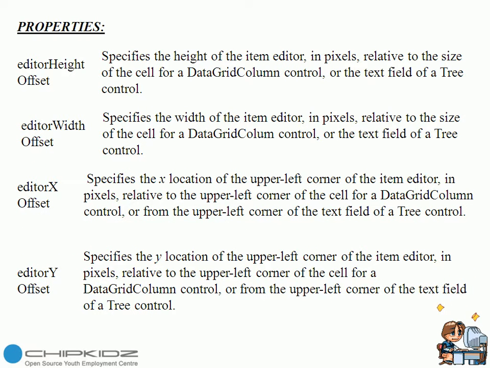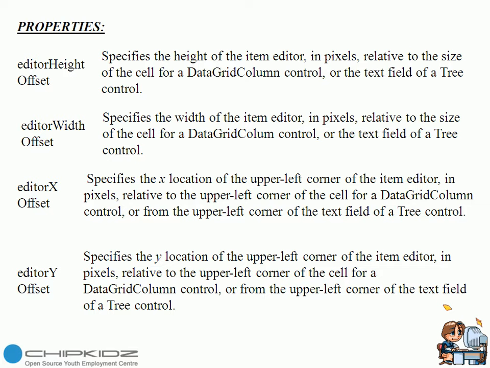For sizing and positioning an item editor, there are 4 properties: editor height offset, editor width offset, editor x offset, and editor y offset. Editor height offset specifies the height of the item editor in pixels relative to the size of the cell for a data grid column control or the text field of a tree control. Editor width offset specifies the width of the item editor in pixels relative to the size of the cell for a data grid column or a text field of a tree control.